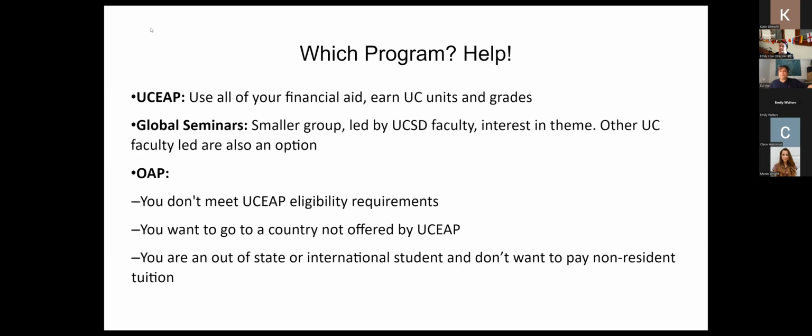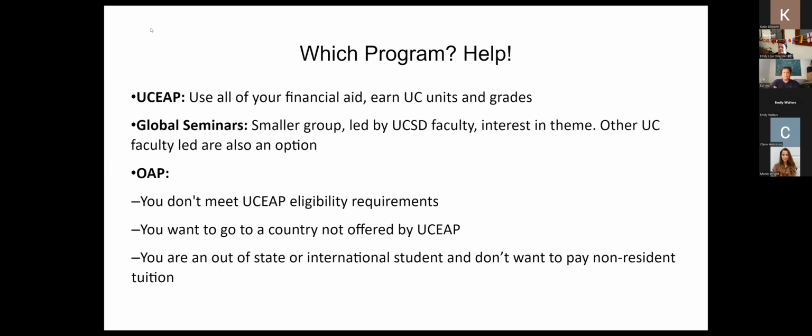The other one would be if you want to go to a country not offered by UCEAP. So for example, we don't have any programs in Wales. We also don't have any programs in Northern Ireland. So if you wanted a program specifically in either of those areas, then you would have to use an OAP program. The last situation is, like I said, the OAP programs tend to be more expensive because they're not subsidized by the UC system.